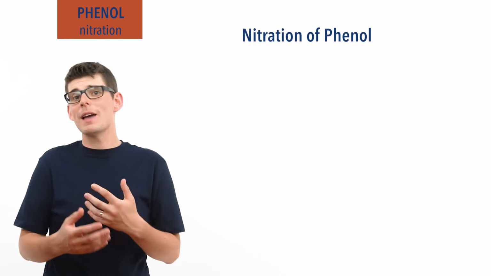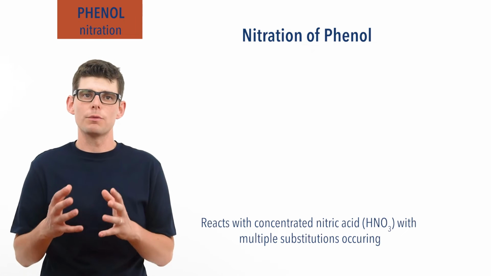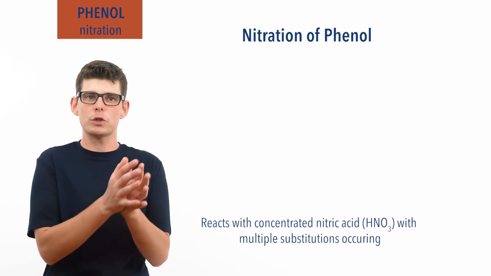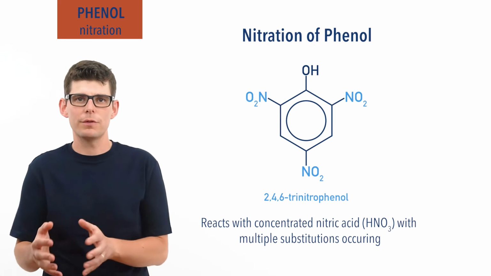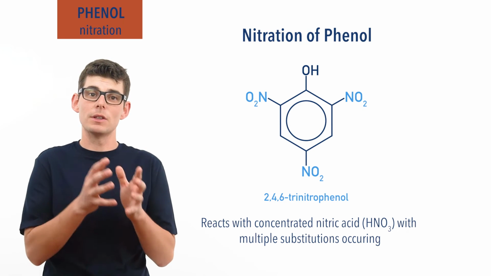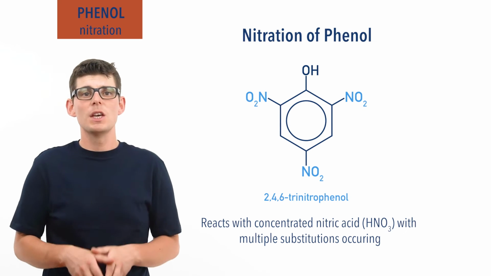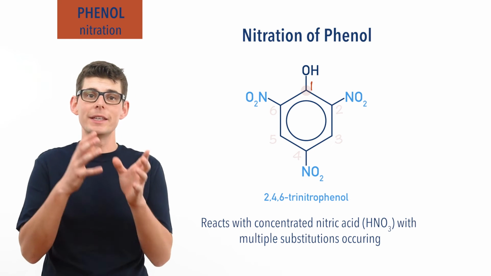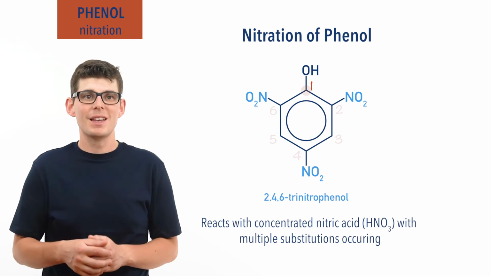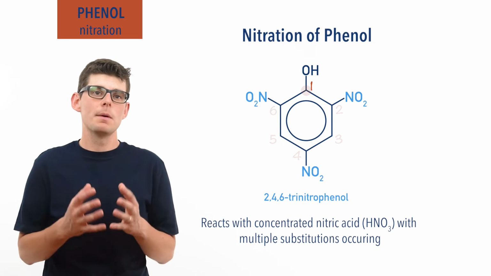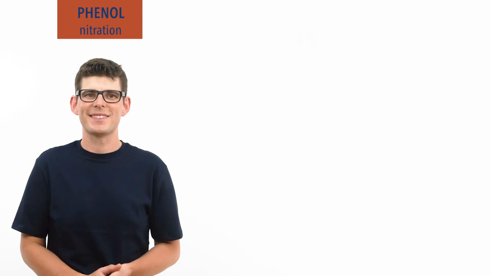Phenol is also able to undergo multiple substitution reactions with concentrated nitric acid and will end up forming the product 2,4,6-trinitrophenol. The 2,4,6 refer to the carbon atoms that the nitro groups get bonded to. Carbon 1 in phenol is always considered to be the carbon that the O in the OH group is bonded to. Trinitrophenol just means that there are 3 nitro groups bonded to the phenol.